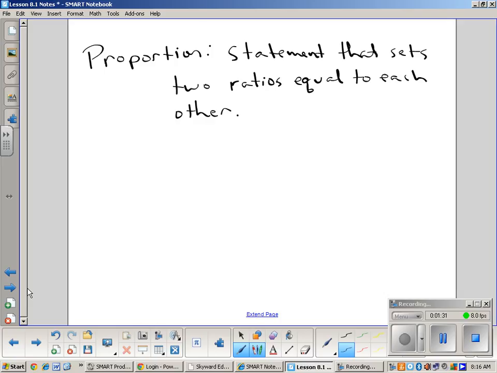If we want to compare how far we've gone and how long it took, then what's our ratio? Miles per hour. Okay? Two ratios that we're probably pretty familiar with.